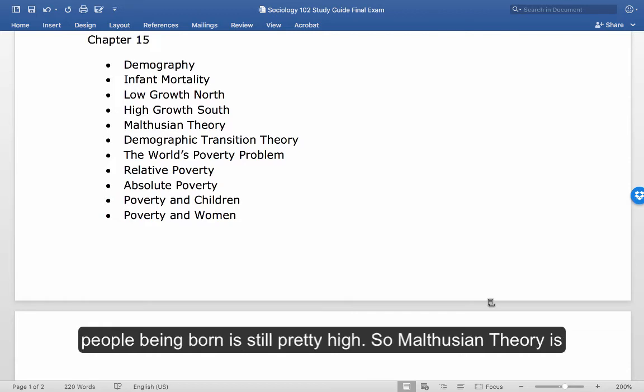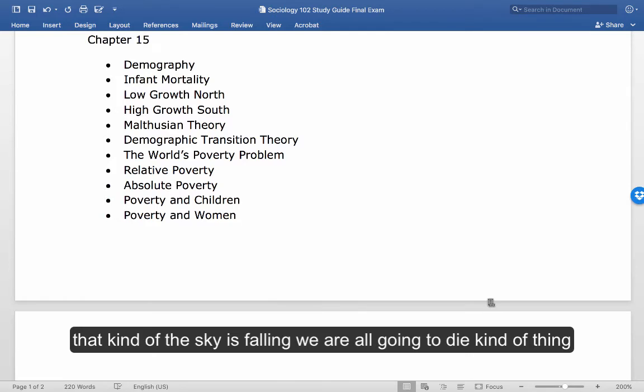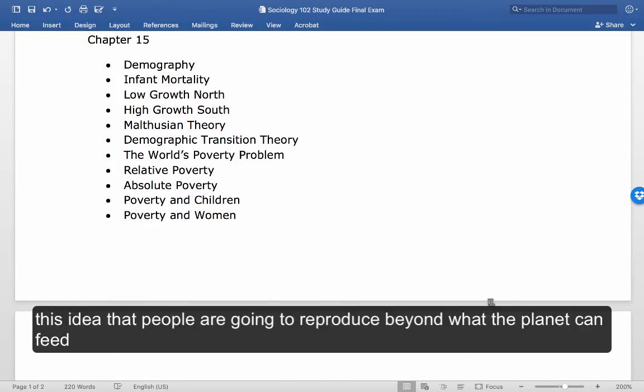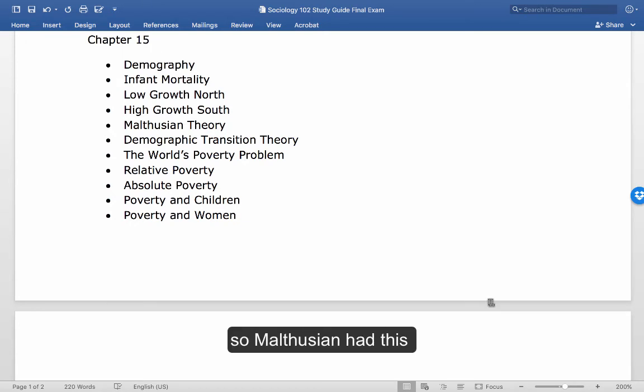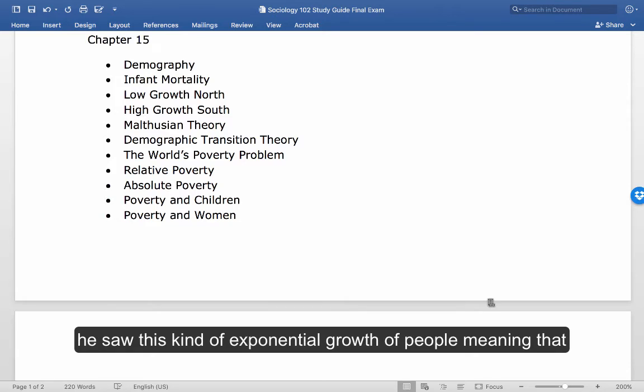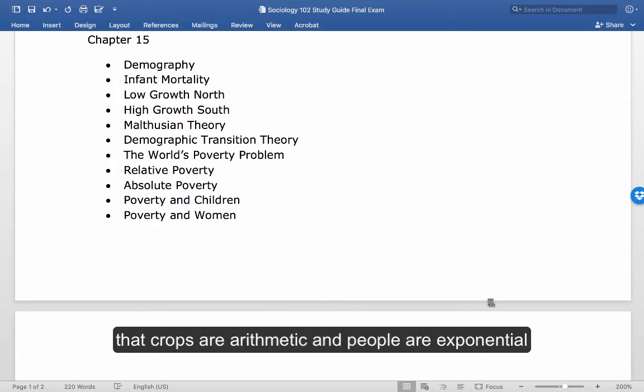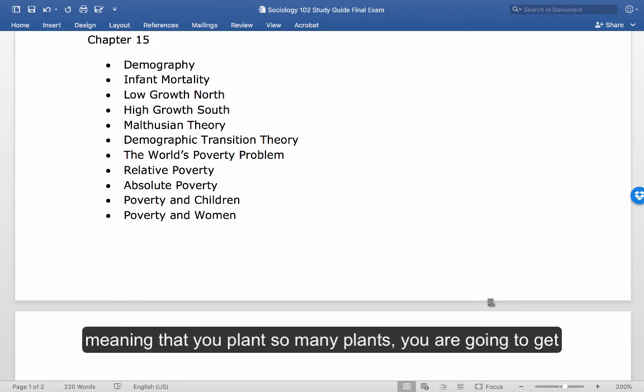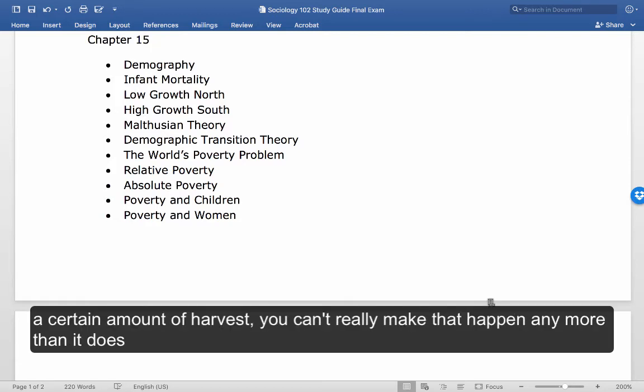All right, so Malthusian theories, the sky is falling, we're all going to die kind of thing, right? This idea that people are going to reproduce beyond what the planet could feed. Malthus made this point in the very early era of industrialization, where he saw exponential growth of people. He said that crops are arithmetic and people are exponential, meaning that with plants, you plant so many, you're going to get a certain amount of harvest, right? You can't really make that happen any more than it does.